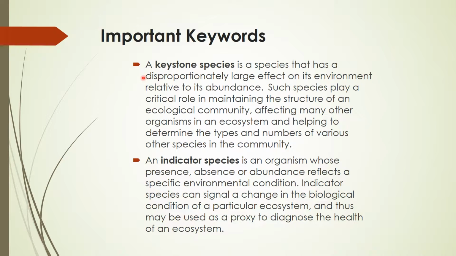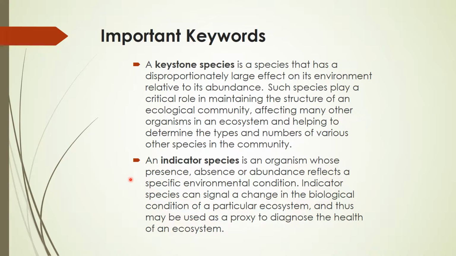So two more words, keystone species and indicator species. A keystone species is a species that has a disproportionately large effect on its environment relative to its abundance. It basically plays a critical role in keeping the population of other species in check. A prime example of that is the gopher tortoise. The gopher tortoise builds a burrow, and that burrow is used by many, many different species, which is interesting. We'll talk about that when we're in class.